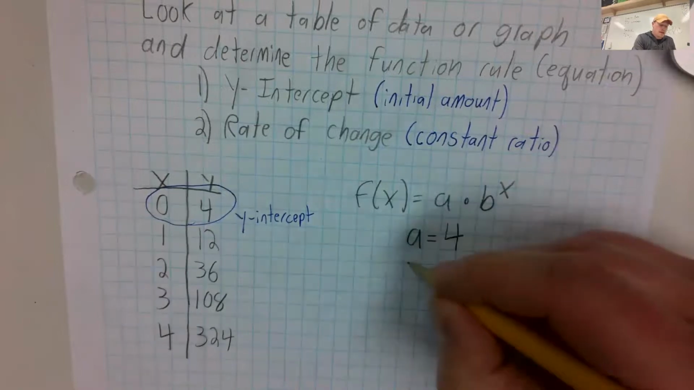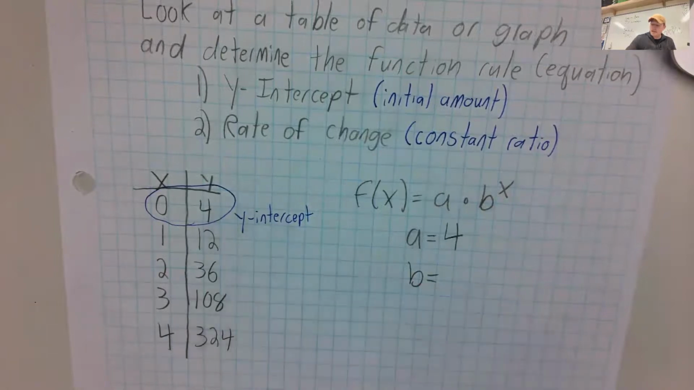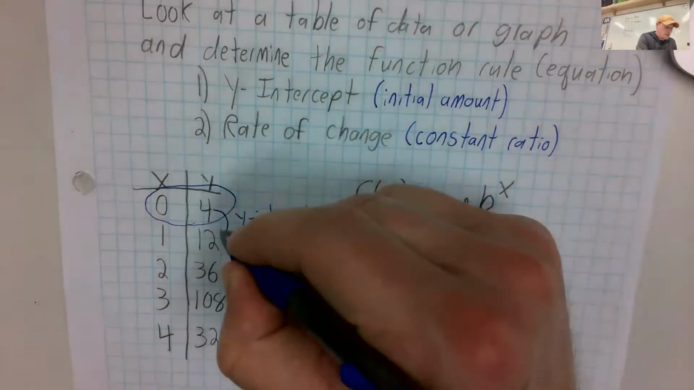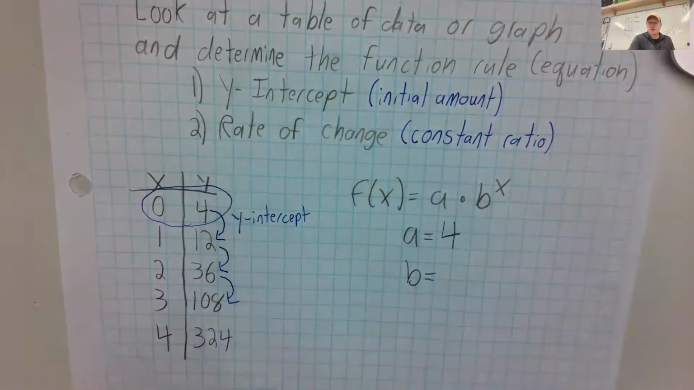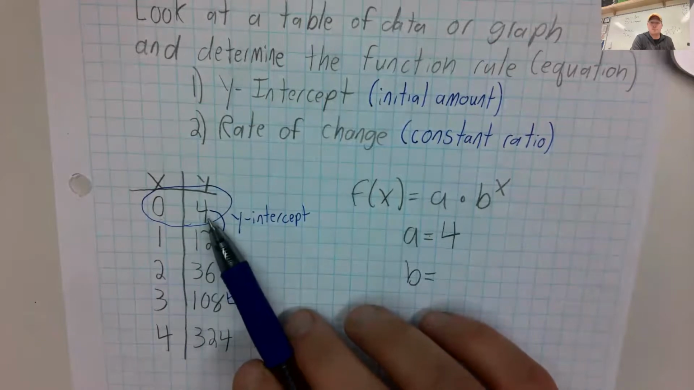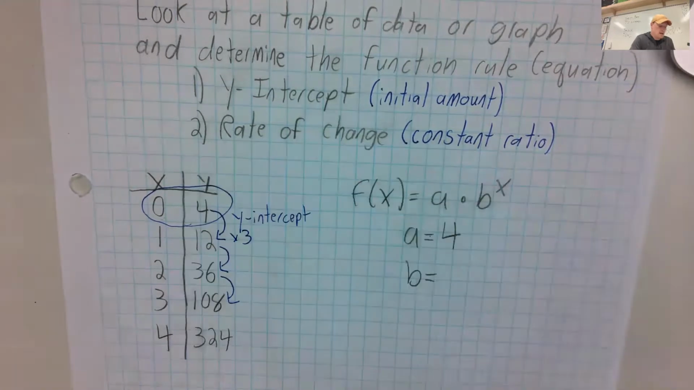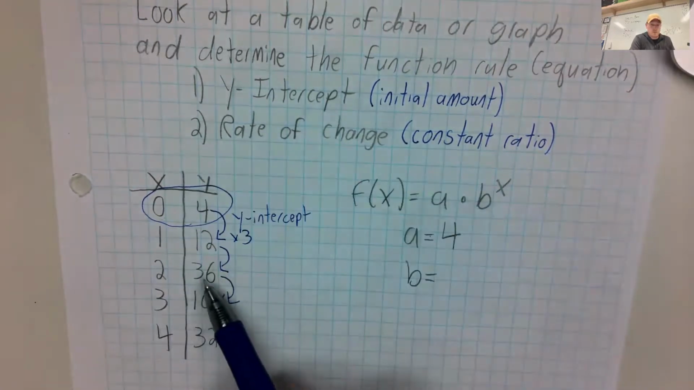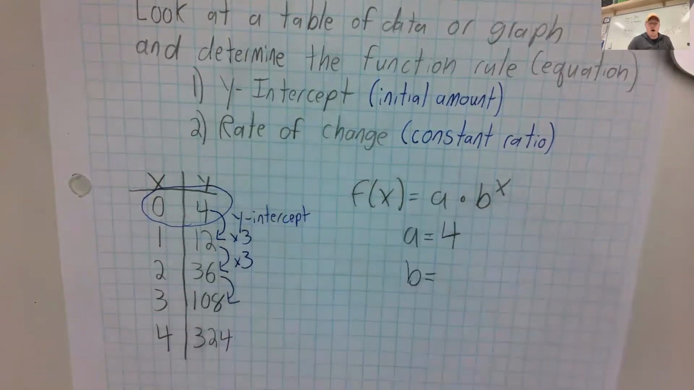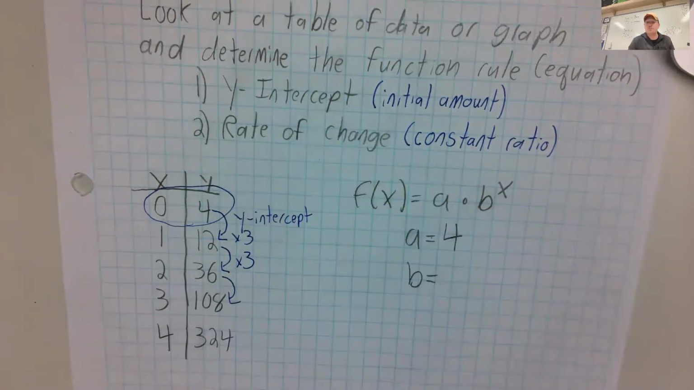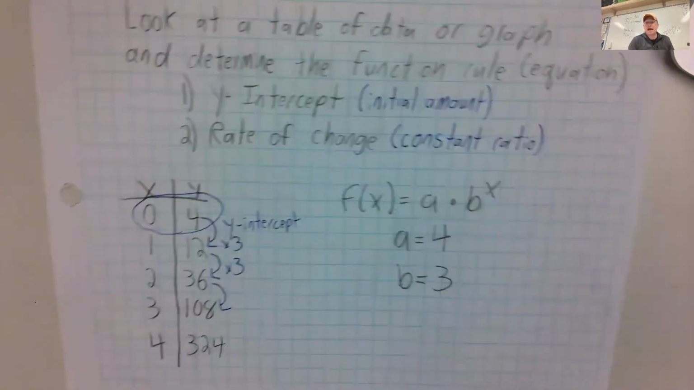Now, b is our rate of change. So I'm looking at my y's, and I'm trying to figure out how much they jump up by. Well, I'm using multiplication. What number do I have to multiply 4 by to get to 12? I know that that number is 3. And let's see if it rings true for the next one. 12 times 3 is also 36, and on and on. So we found our rate of change is multiplying by 3. That 3 is going to be our value for b, and we're done.